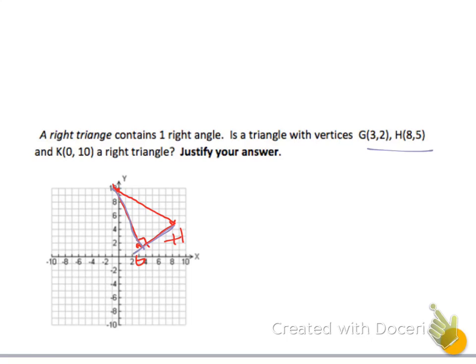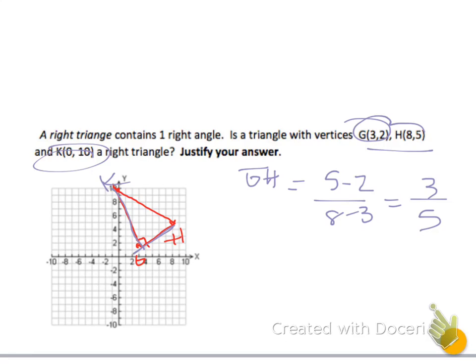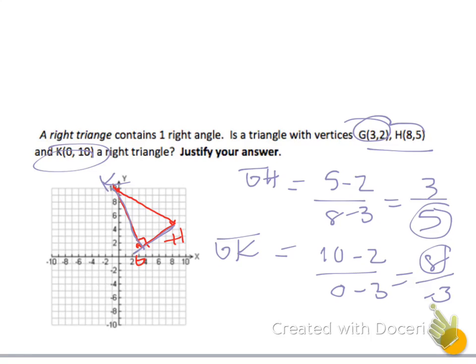So I'm going to find the slope of GH. So I'm going to get 5 minus 2 over 8 minus 3, so 3 over 5. Now I got to see if KG here is going to be an opposite reciprocal. If it is, then they should be creating a right angle because they're perpendicular. So GK. So I'm going to get 10 minus 2 over 0 minus 3. 10 minus 2 is 8. Okay, so they are not opposite reciprocals of each other because that 5 and that 8. So because they're not, is not creating that 90-degree angle. So make sure, if you have to justify, you have to explain that these slopes are not opposite reciprocals of each other.